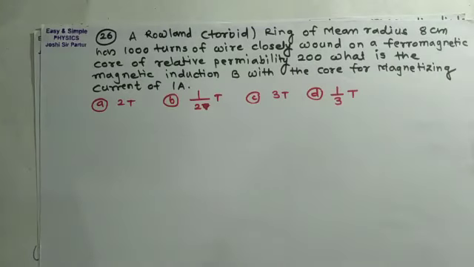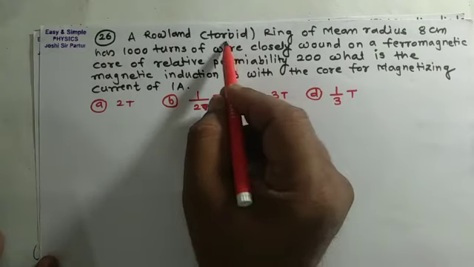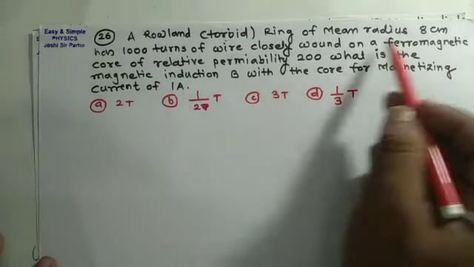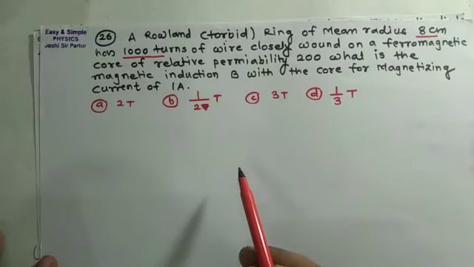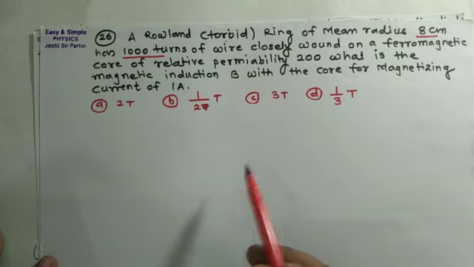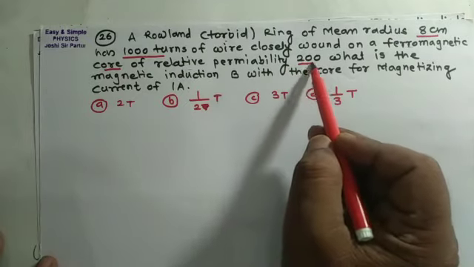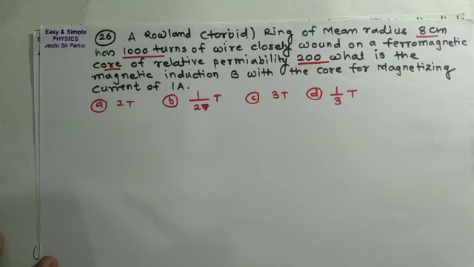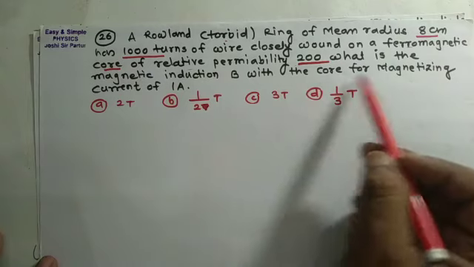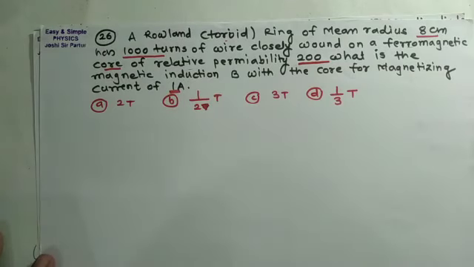Again, let us see another example, that is a Rowland ring or toroid. A toroid means a circular ring of mean radius 8 cm. Number of turns is 1000, of wire closely wound on a ferromagnetic core of relative permeability 200. So what is the magnetic induction B with the core, for a magnetizing current of 1 ampere?